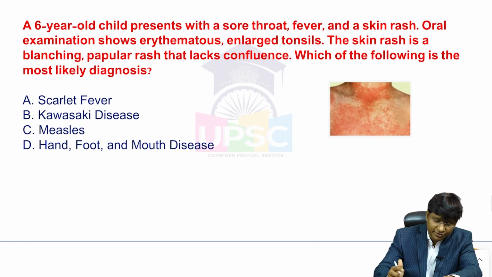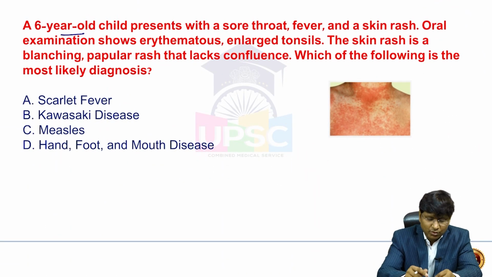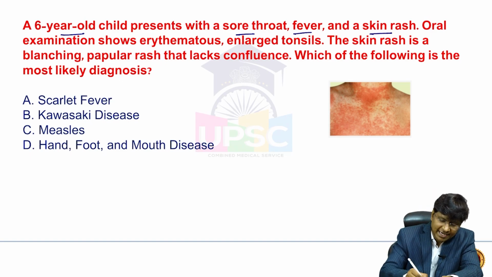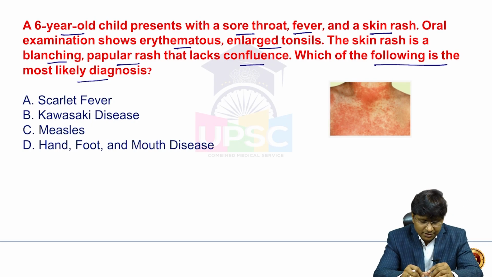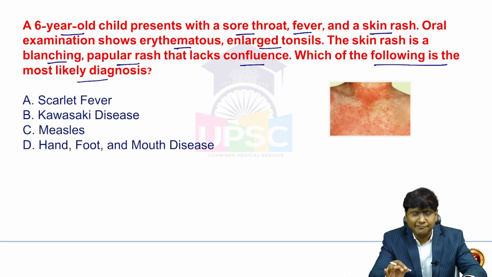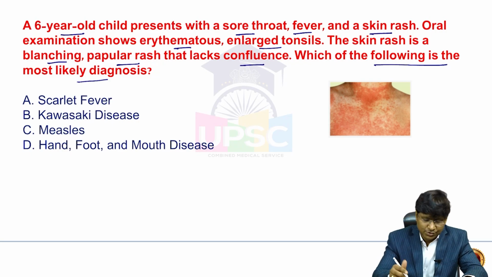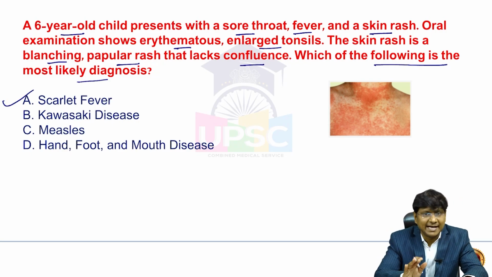Then, coming on to the next question. We have a 6-year-old child presents with sore throat, fever and skin rash. Oral examination shows erythematous enlarged tonsils. The skin rash is a blanching papular rash that lacks confluence. Which of the following is the most likely diagnosis in this scenario? Scarlet fever, Kawasaki disease, measles, hand, foot, mouth disease. So the answer here is the scarlet fever.